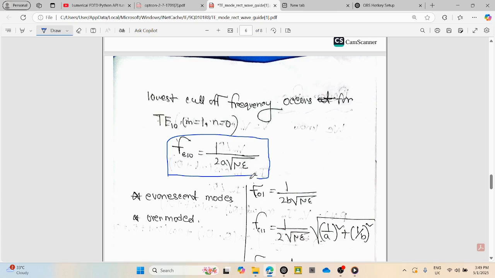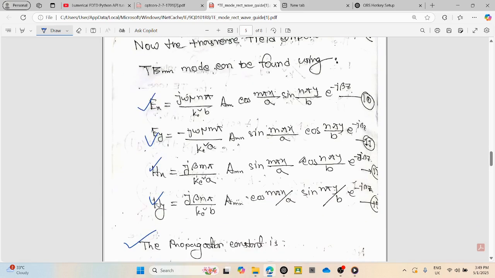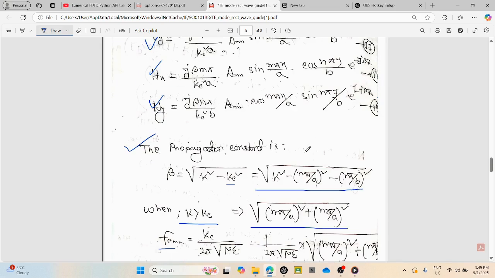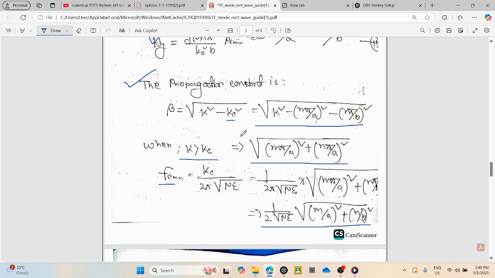We can observe that the field expressions for E and H in the previous equations are all 0 if both m and n are 0. At a given frequency f, only those modes having f greater than fc will propagate. Modes with f less than fc will lead to an imaginary beta, meaning that the field components will decay exponentially away from the source of excitation.